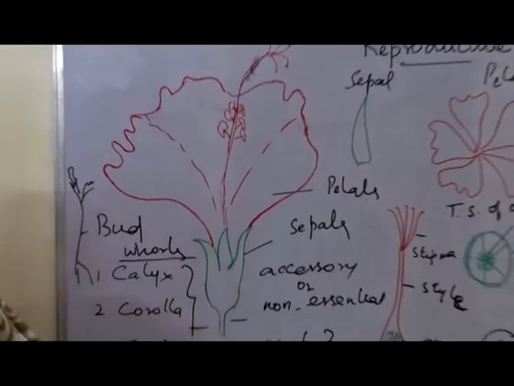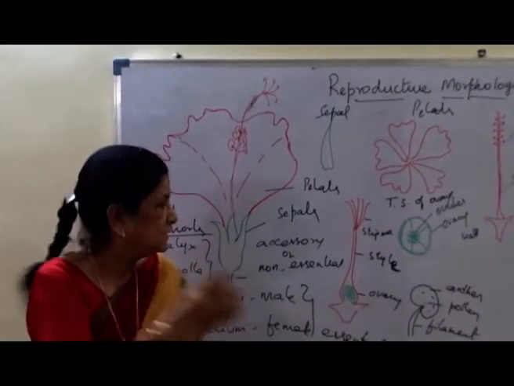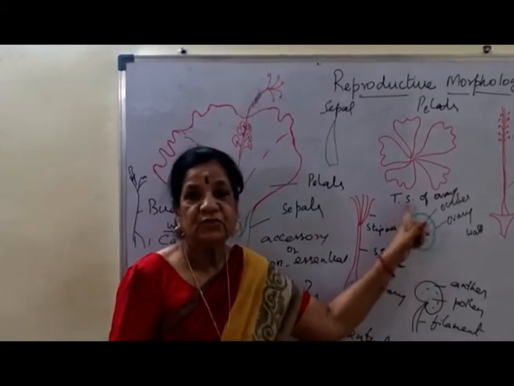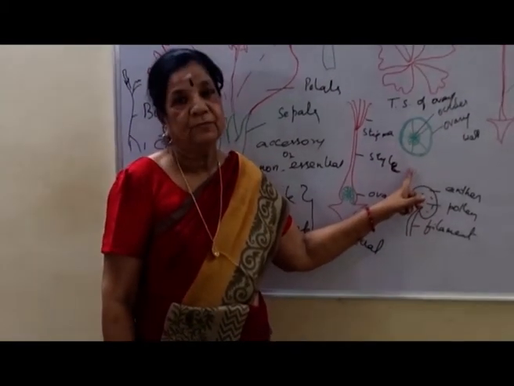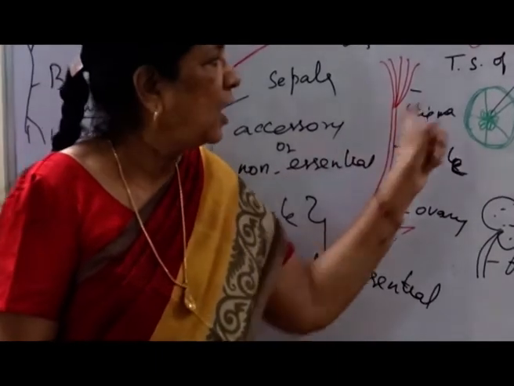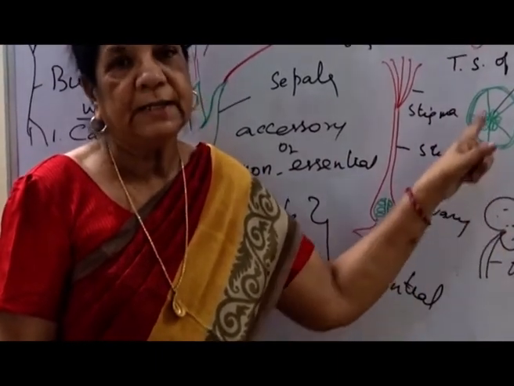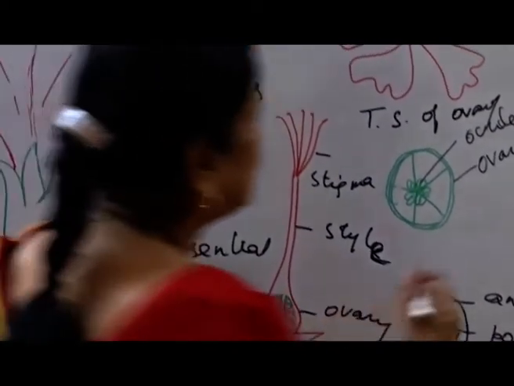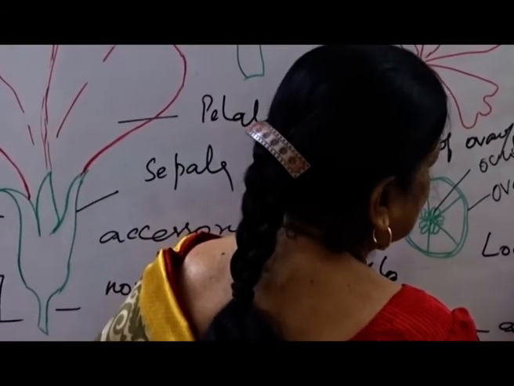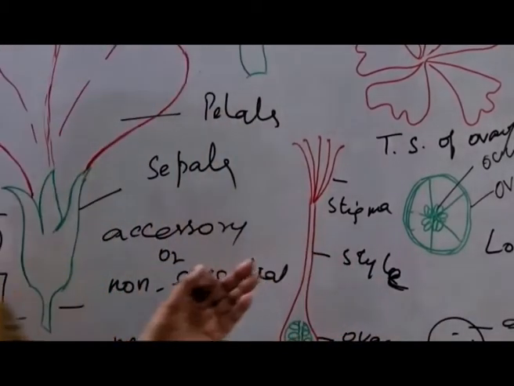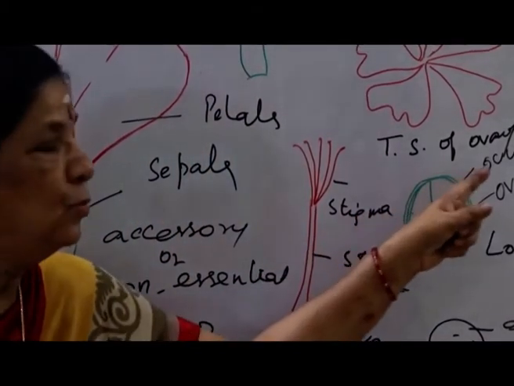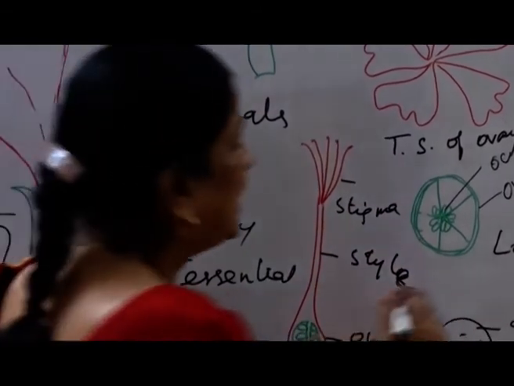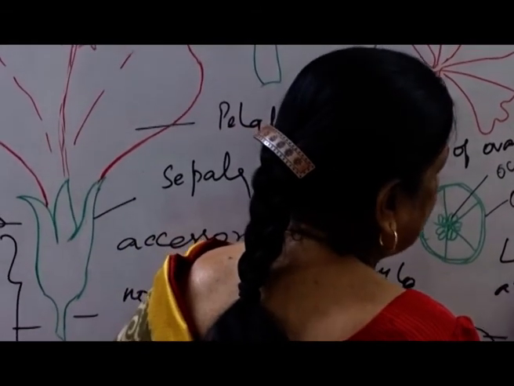So here the ovary is cut like this. This portion is cut like this. So this is the transverse section of the ovary of the flower. What is the structure? Outer ovary wall, and inner to that, there are 5 chambers. These chambers are called locules. So there are 5 chambers where the ovules are attached in the center. That is called the axis of the ovary.